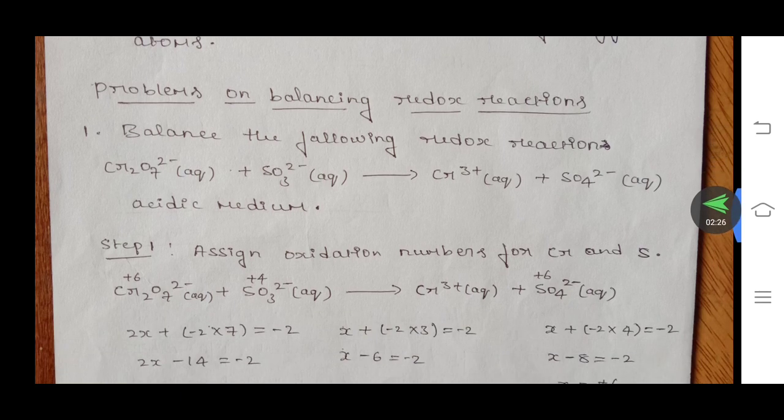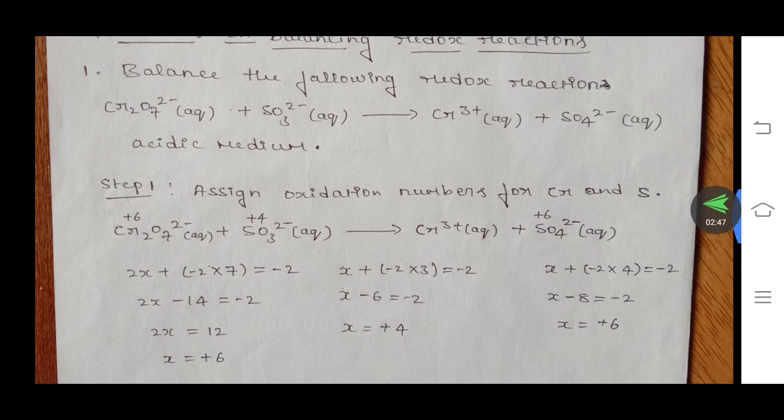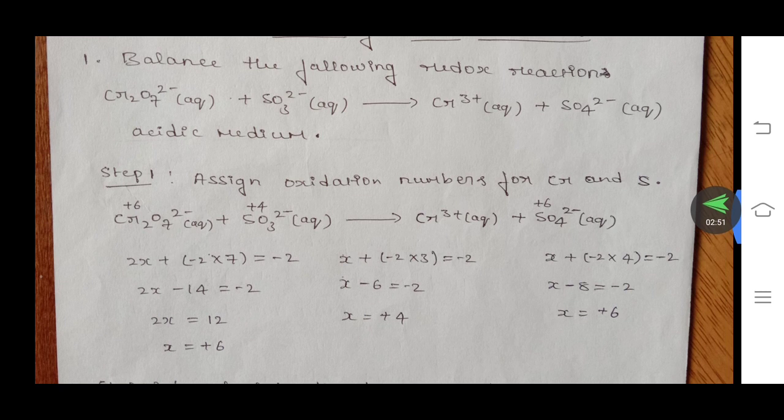Now, problems on balancing redox reactions. So first one, balance the following redox reaction. Redox reaction example: Cr2O7 2 minus plus SO3 2 minus gives Cr3 plus aqueous plus SO4 2 minus aqueous. So this reaction takes place in basic medium. Okay, this much they will give in a question paper.